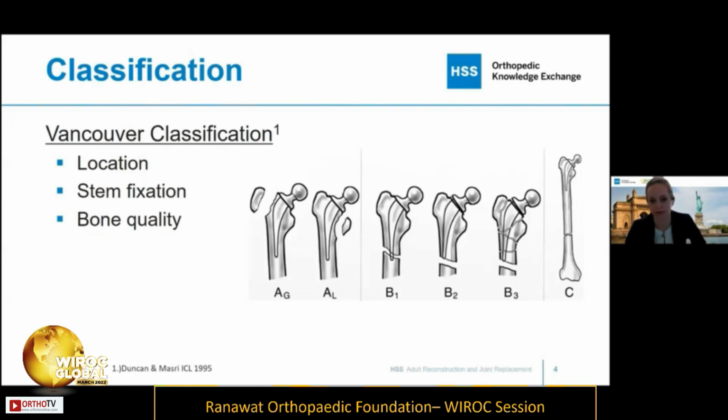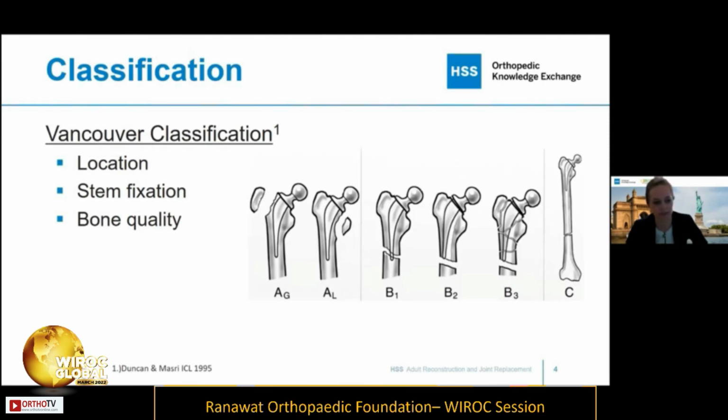Now the B's are what we'll spend the majority of the time talking about today. A B1 is a fracture around a stem, but with a stable femoral component. B2 is where the femoral component is unstable, and then a B3 is with fracture around the stem with an unstable component, but also a big deficiency in bone around it.